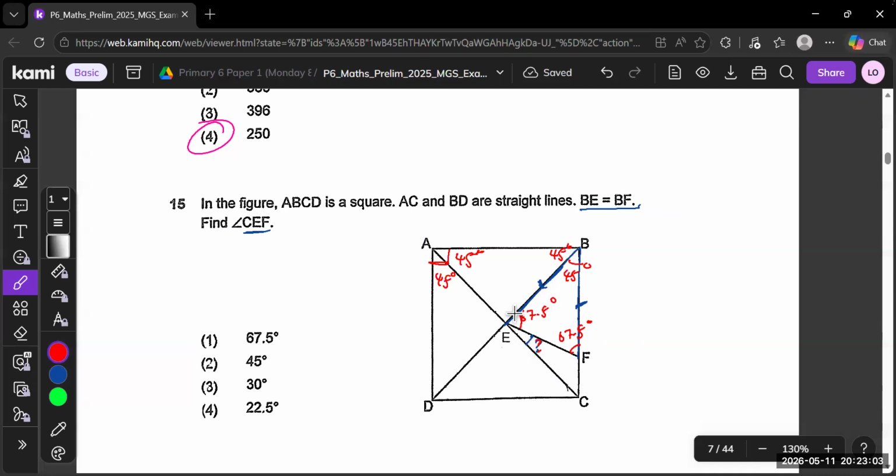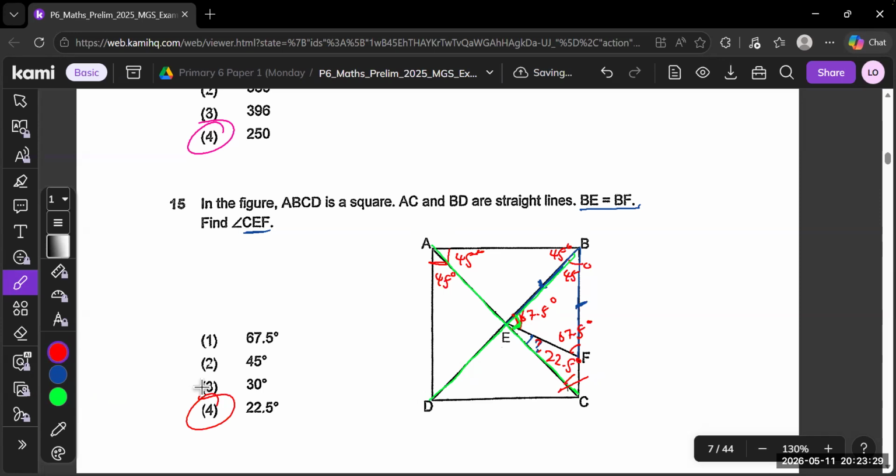And then how to get the question mark here? Do you realize that this is a right angle? Are we assuming? No, we are not assuming. This is a diagonal. The square has a diagonal and another diagonal. So it forms a T, a plus. All right, and that is a right angle. So you take 90 minus 67.5, and that's how you get 22.5 degrees, which is number 4.